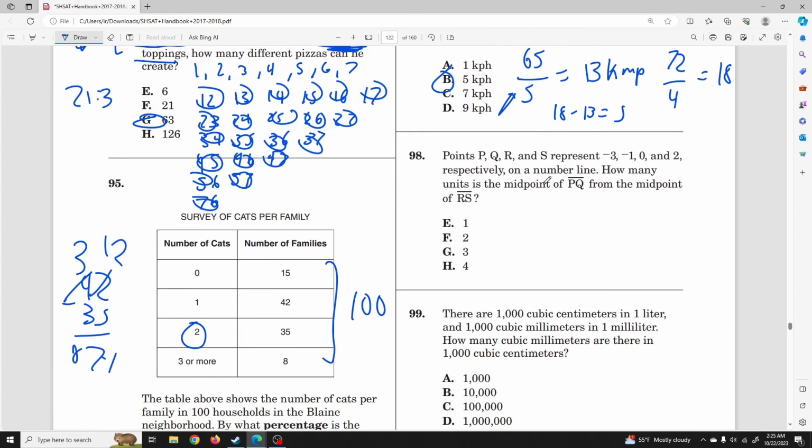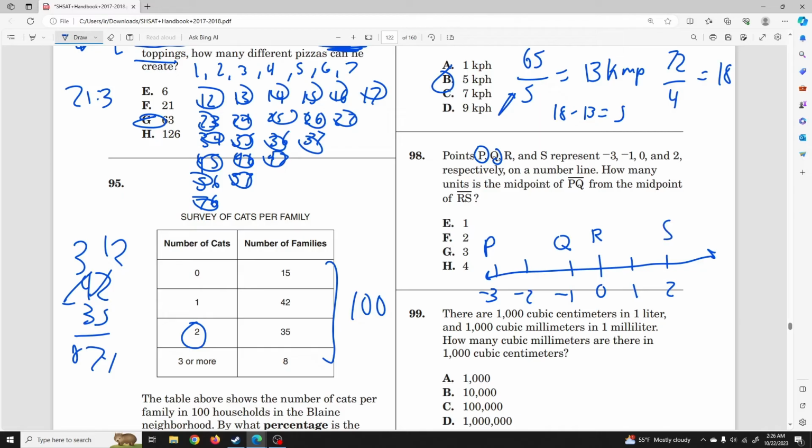So points P, Q, R, and S represent -3, -1, 0, and 2 respectively on a number line. How many units is the midpoint PQ from the midpoint RS? So let's just go ahead and draw this out. Here is 0. Here is 1, and here is 2. Here is -1, here's -2, and here's -3, right? So P is going to be at -3. Q is going to be on -1. R is going to be on 0. And S is going to be on 2.